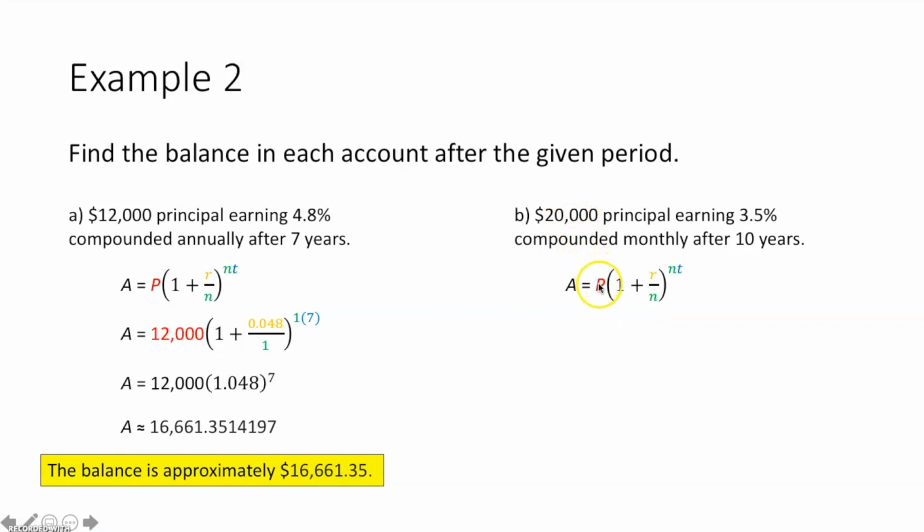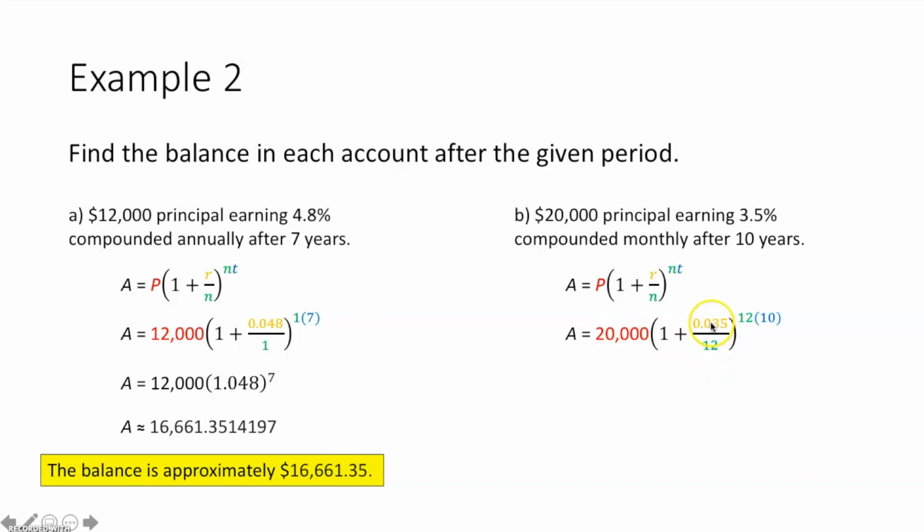We have a $20,000 principal that goes in here, earning 3.5% interest. So 0.035 is going to go in for our R. It's compounded monthly. How many months are there? 12. So we plug in a 12 for these Ns here and here. And then after 10 years, that goes in here. Sweet. Now, order of operations.